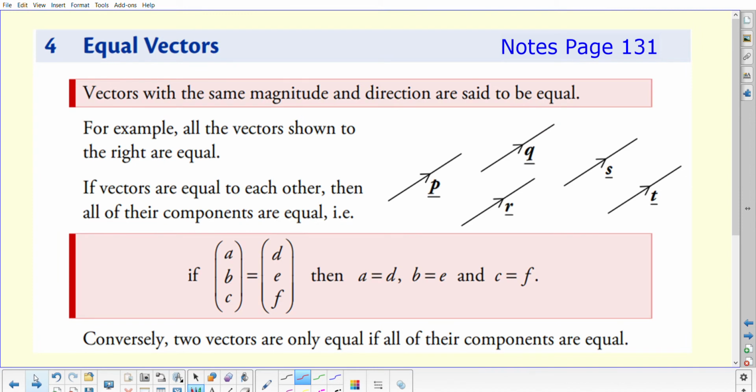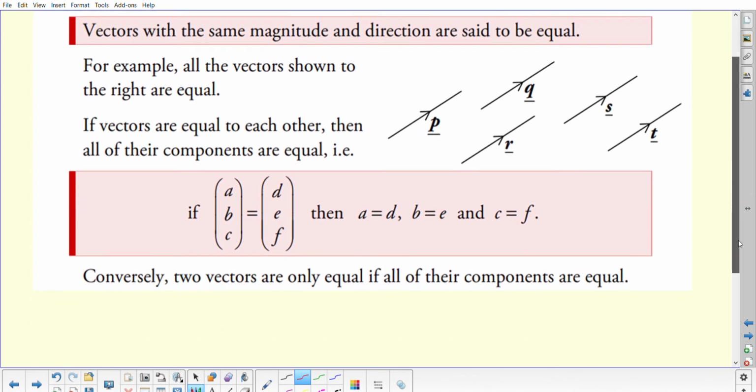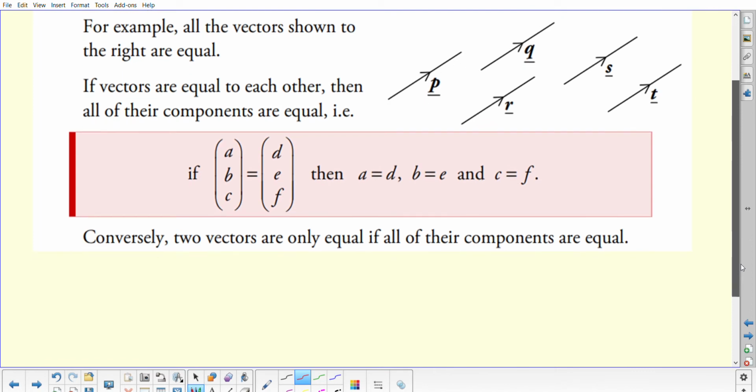So other things that you should be familiar with, vectors which have got the same size and direction are said to be equal vectors. So if you're told that two vectors are equal, it means that each of their components, their x components, will match. So here A would be equal to D, your y components will match, and your z components would need to match if they were exactly equal to each other.